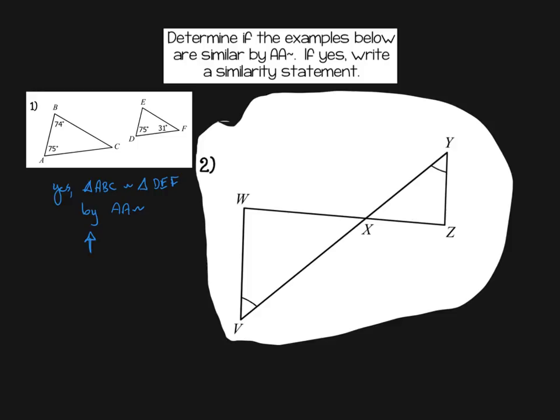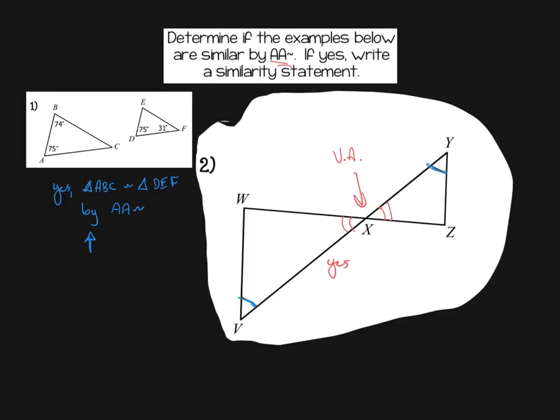Now, we don't have any values here, but we have been given that angle V is congruent to angle Y. Are there any other angles that are congruent? Absolutely. By the vertical angles theorem, we know that the angles formed at vertex X are congruent. So we have two angles. So by angle-angle similarity, yes, these two triangles are similar.